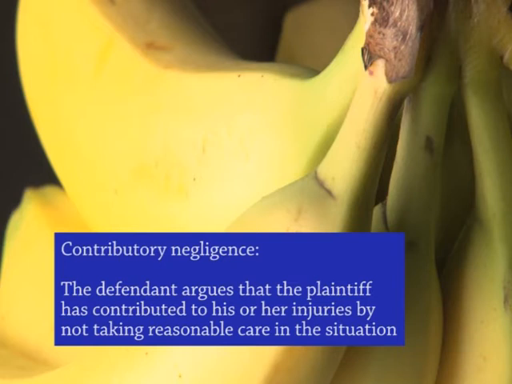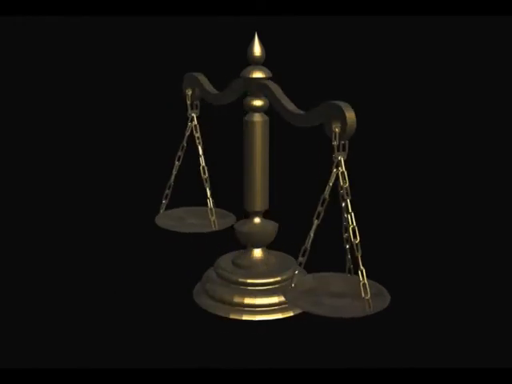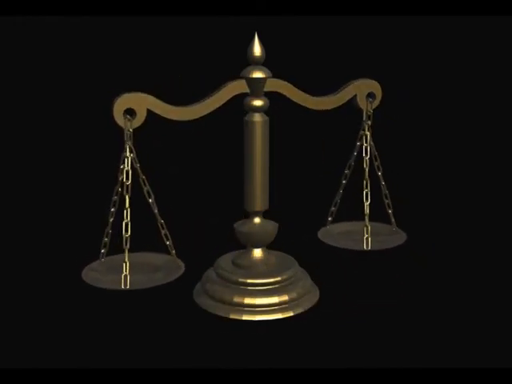For example, in our earlier banana peel case, the defendant may argue that the person who slipped on the banana peel contributed to his own injuries because he was looking at his mobile phone while walking instead of watching the ground for possible hazards. If a court accepts this defence, it reduces the damages to which the plaintiff is entitled.